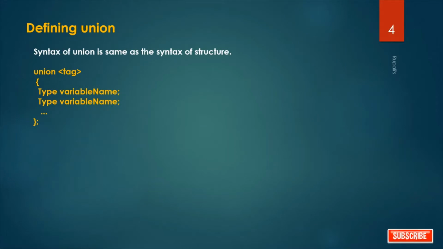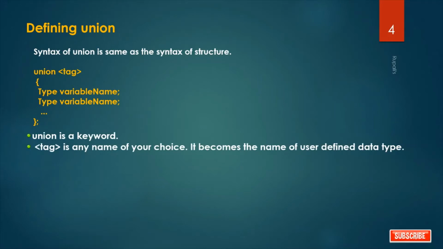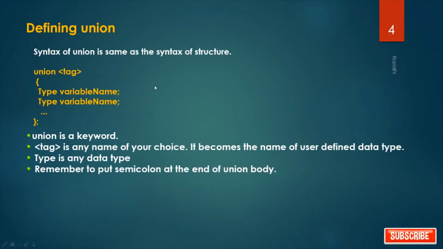So how can you define union? The syntax is given. First, you have to write the keyword union, same like structure, struct. Here you have to write union. Then tag. Tag means what? Union is a keyword. Tag is the name of the union. Tag is any name of your choice. It becomes the name of the user defined data type. So first you have to write union, then the name of your choice. Then type is any data type. And always remember to give the semicolon after the union body, same like structure.